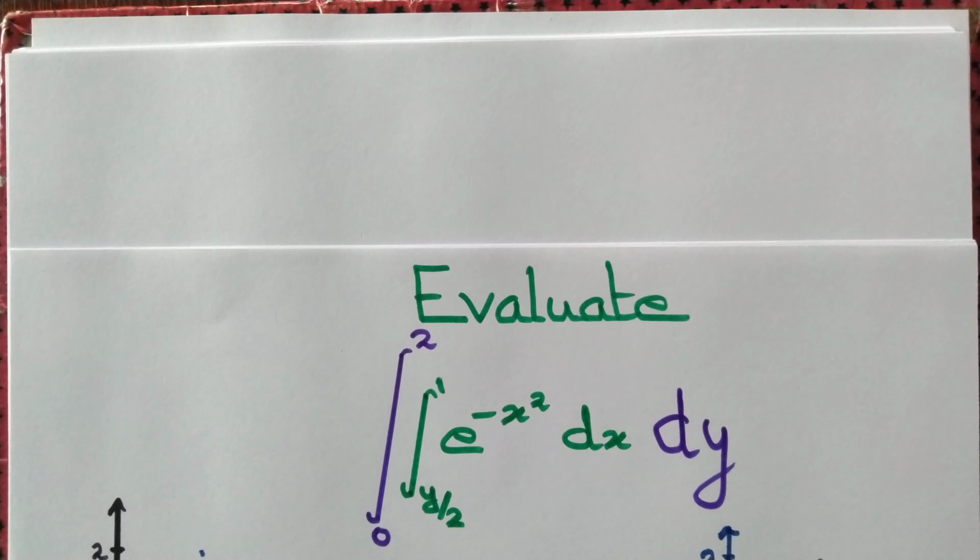Let us evaluate the double integral of e to the power minus x square, where x changes from y by 2 to 1 and then y changes from 0 to 2.